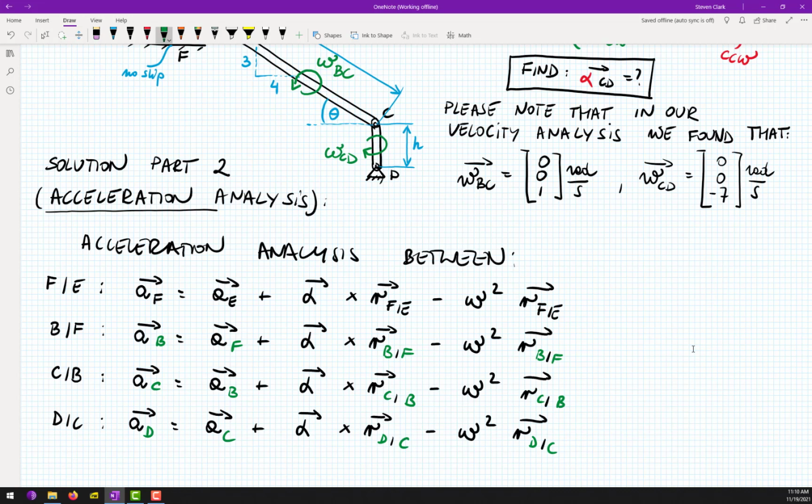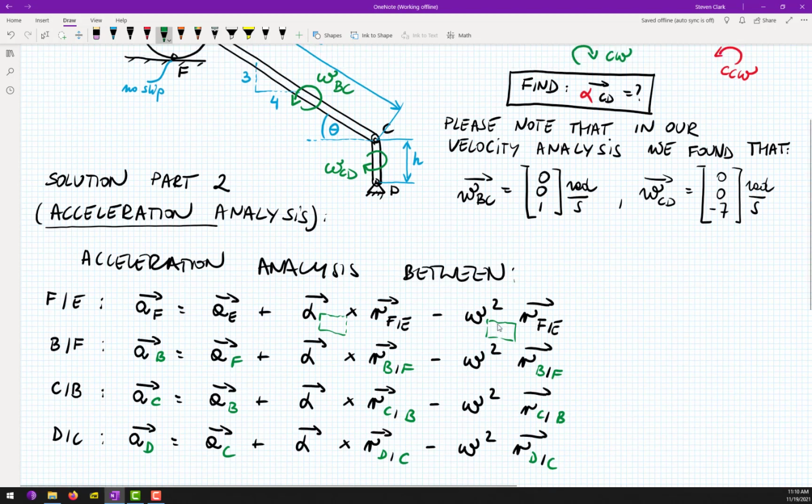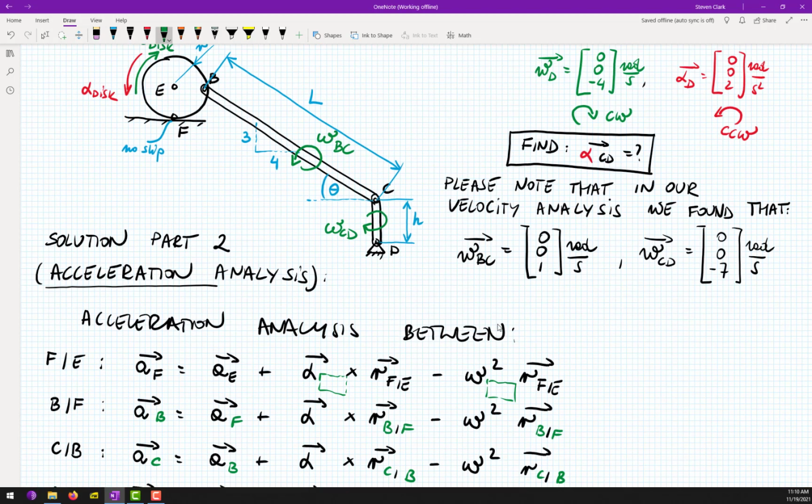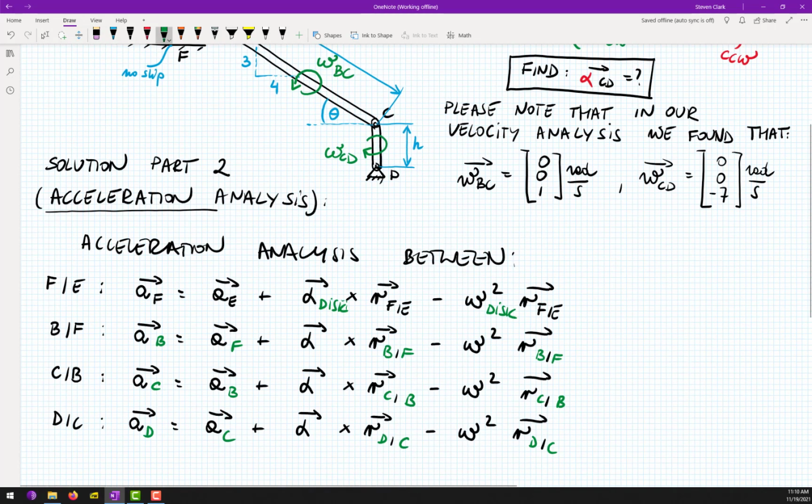Okay, guys, anybody want to help me? What body, what subscript should I put here and here? In other words, what body points F and E belong to? Disk, exactly. Disk, disk. And here, B and F also belong to the disk. And points C and B belong to bar BC. So I will put BC in here and BC in here.